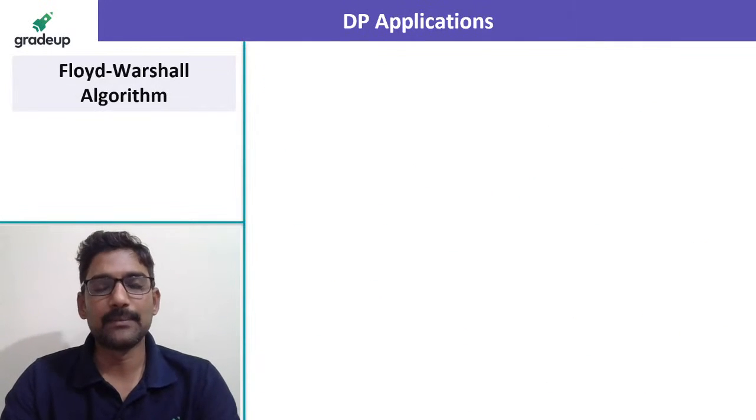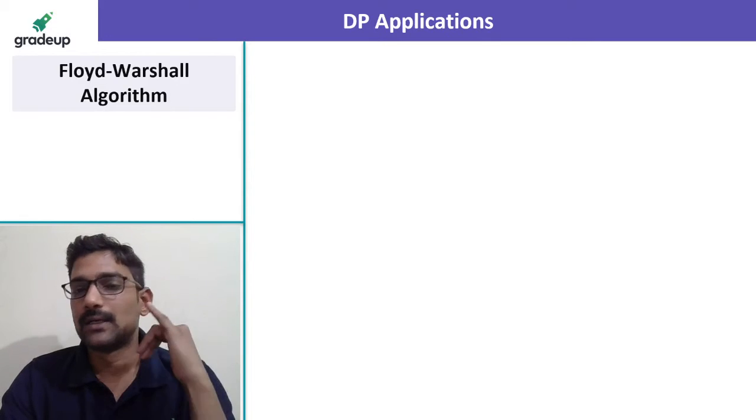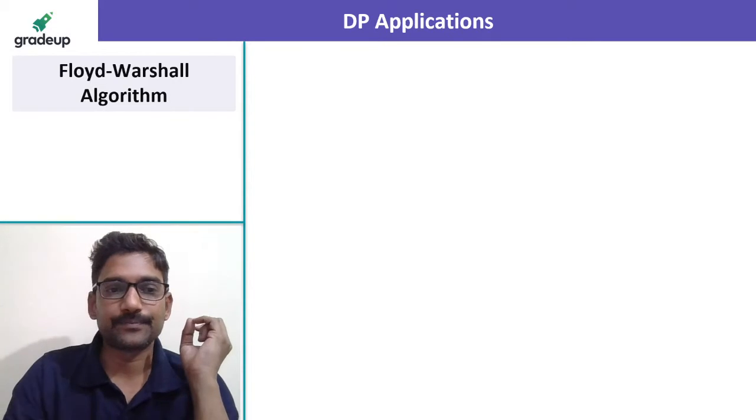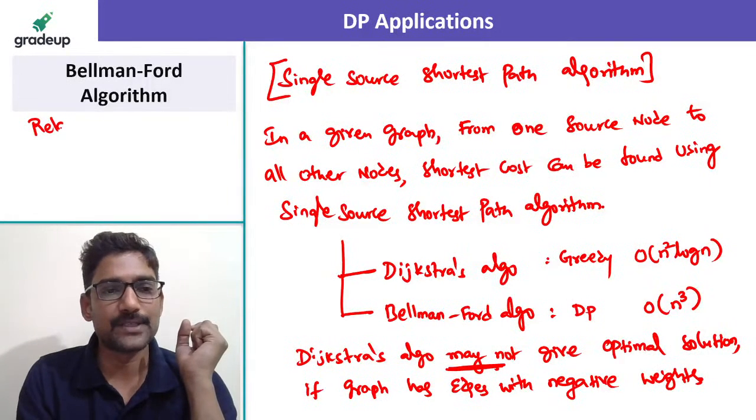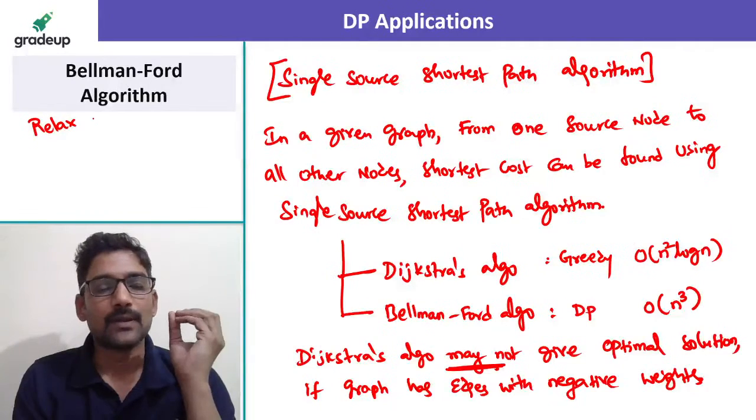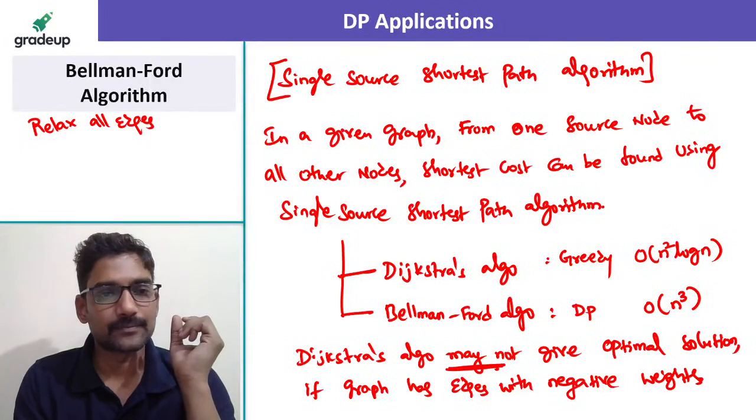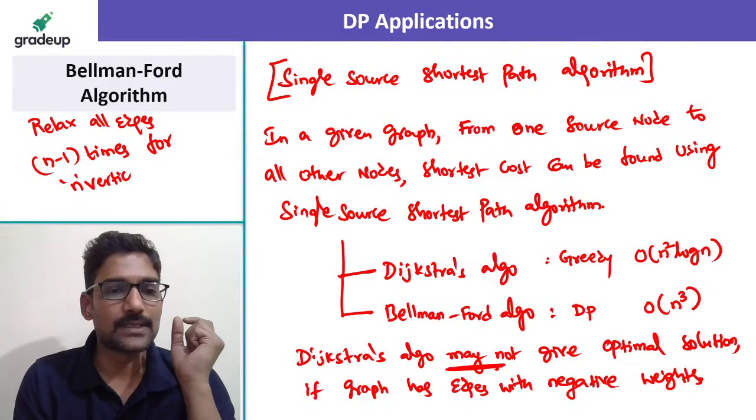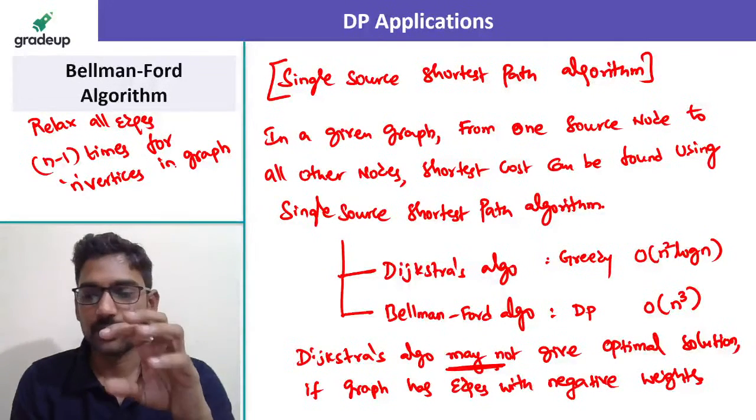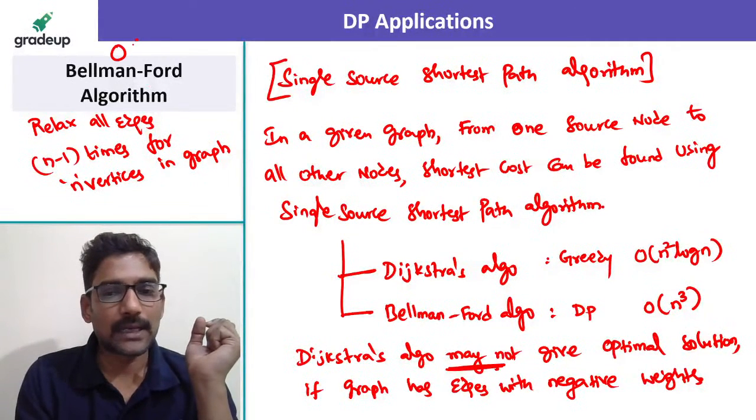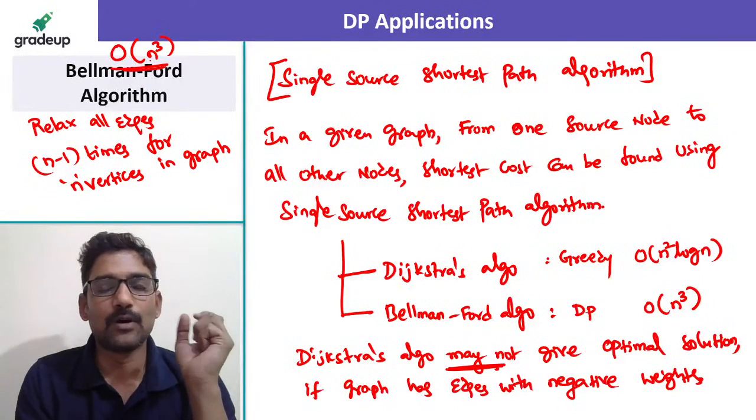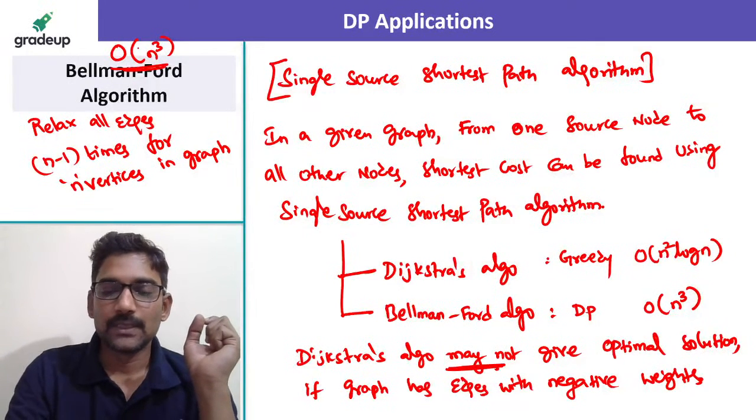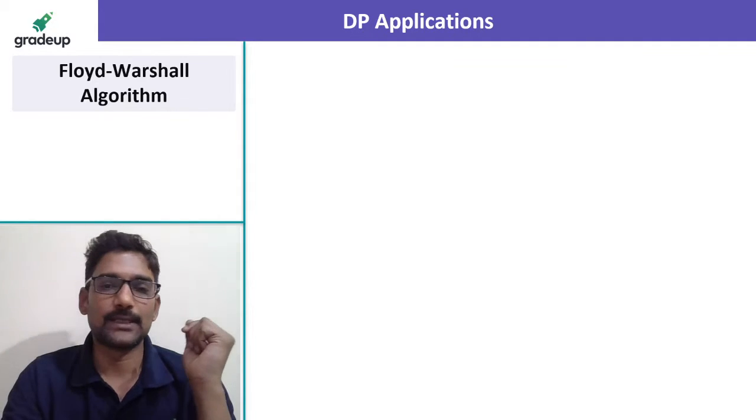So the theme behind the Bellman-Ford algorithm is you will relax the edges. The backbone principle is you will relax all the edges n-1 times for n vertices in the graph. So this is the basic idea behind the Bellman-Ford algorithm. Now I am not going to explain it. The time complexity I have already given, big O of n cube. Remember this.